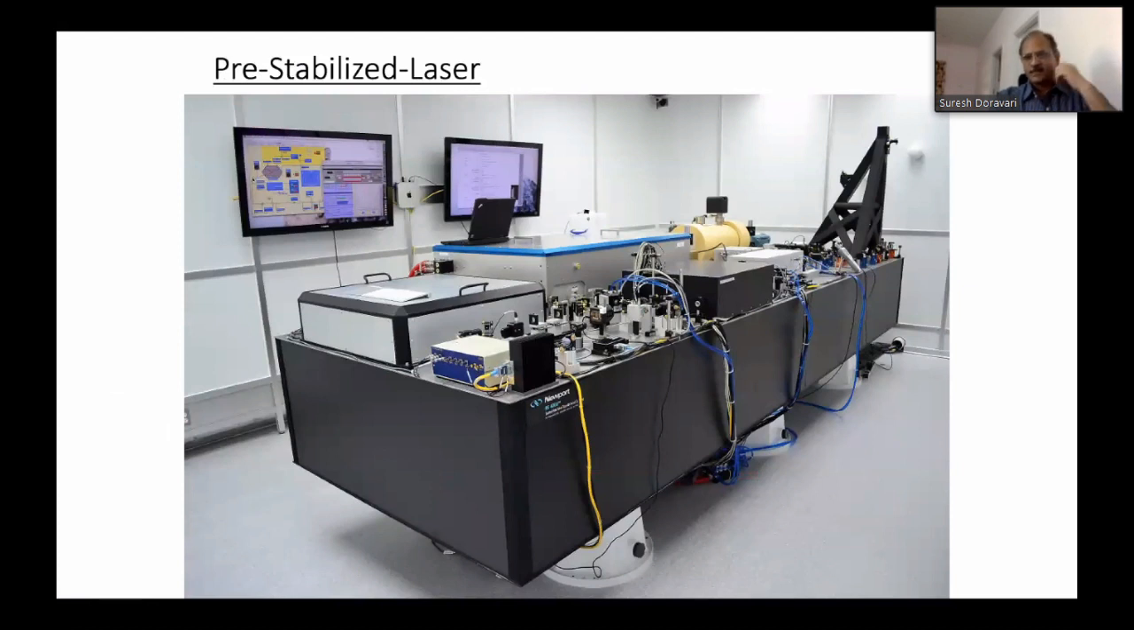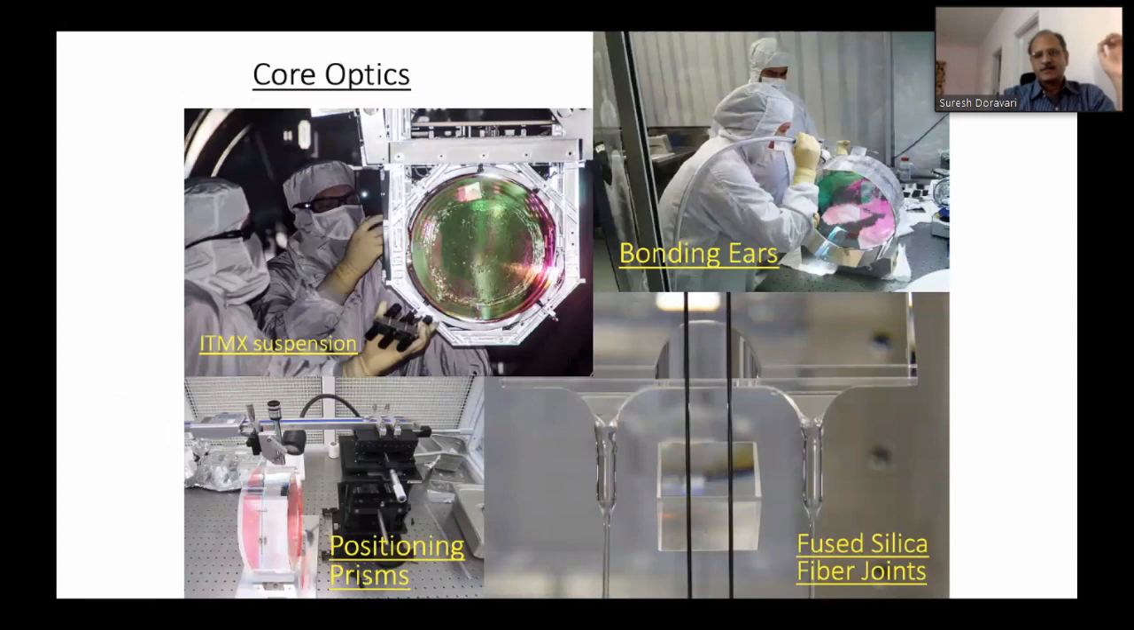The pre-stabilized laser, as I was saying, is an exquisite object. It was designed and built in Germany, and Germany is also a part of the LIGO collaboration. And so they contributed what they call the pre-stabilized laser. It has several stages. It has an initial seed laser, and then it is amplified in a couple of stages. The optics, as I said, are the world's best. We are the only customer for these optics because nobody wants optics this good.